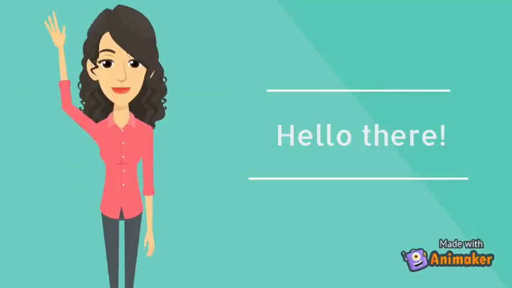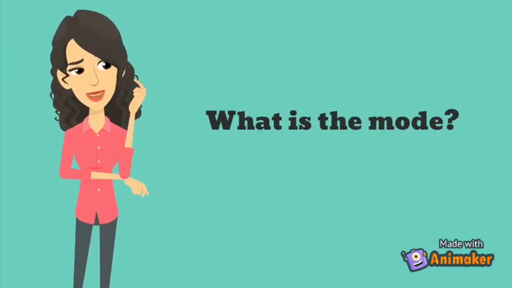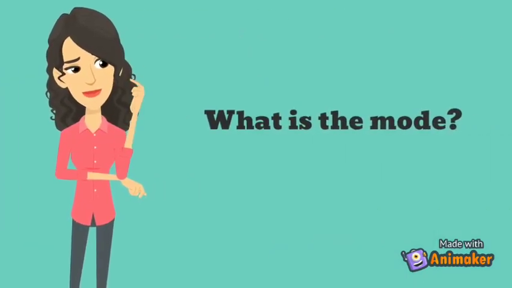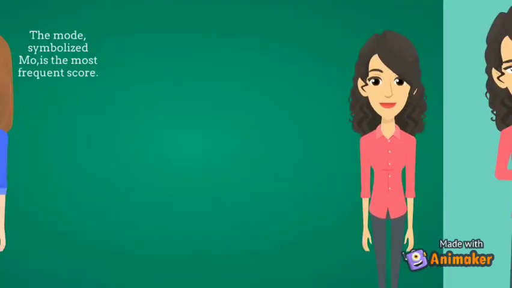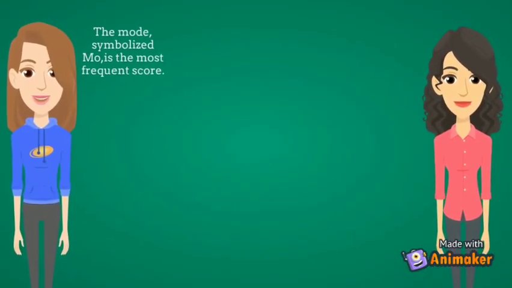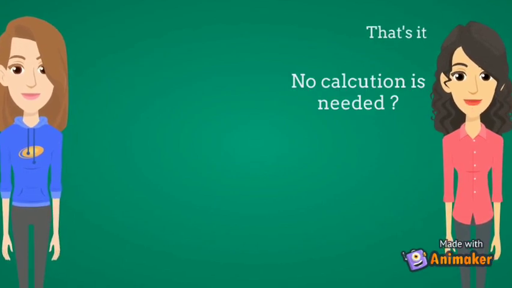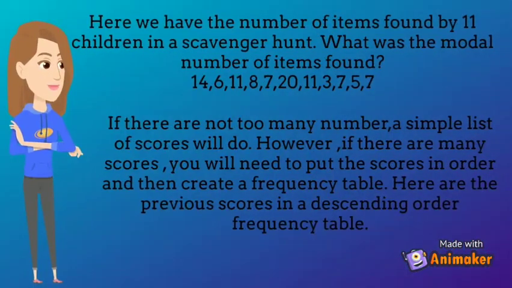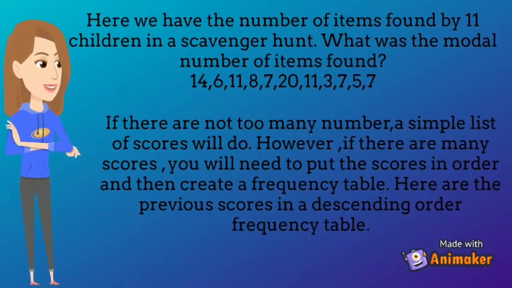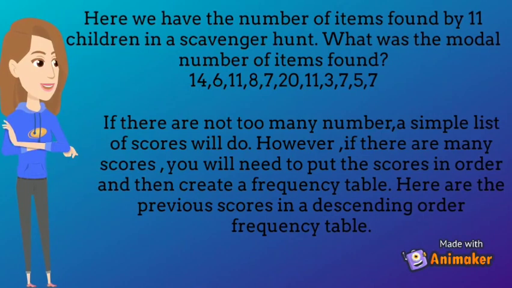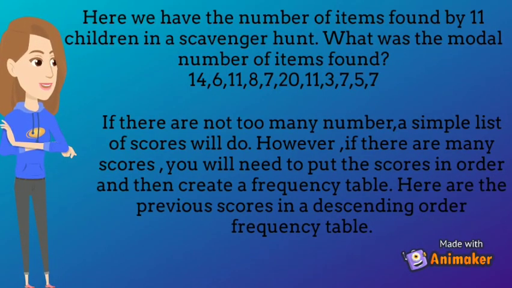Median, 16. What is the mode? The mode, symbolized Mo, is the most frequent score. That's it. No calculation is needed. Here we have the number of items found by 11 children in a scavenger hunt. What was the modal number of items found? 14, 6, 11, 8, 7, 20, 11, 3, 7, 5, 7.